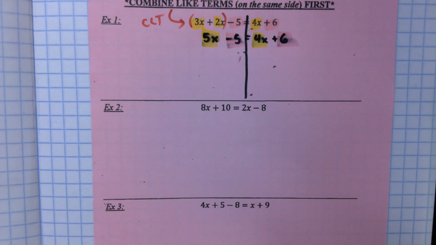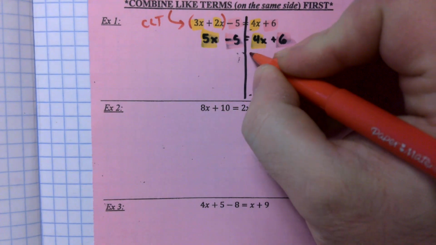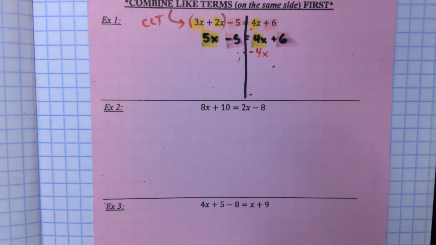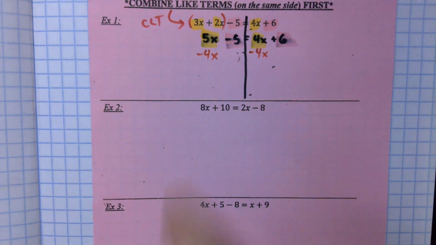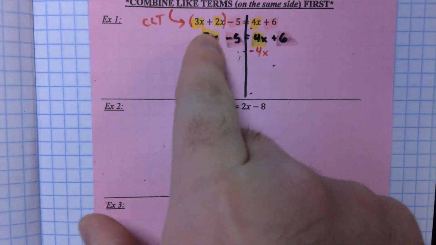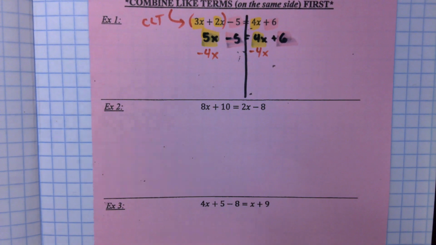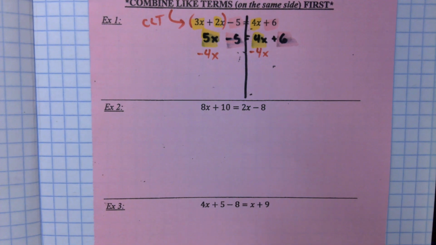Who's got an idea of what we want to do first here now with this? Yeah, Vanessa, what should we do? That's right. I want to bring this yellow term to the left. So I'm going to minus 4x here and minus 4x there. Again, you have to write it underneath the term that it combines with. My x and my x have to be directly above each other.